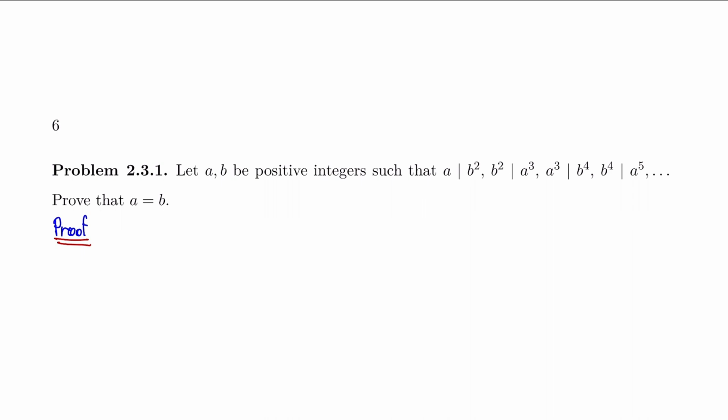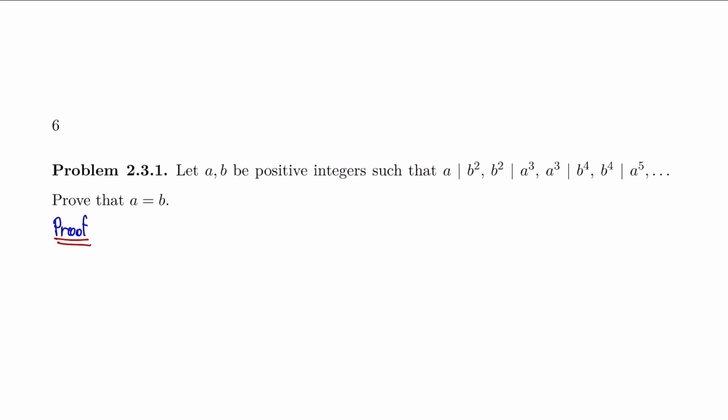Today we're going to prove this: let a and b be positive integers such that a divides b squared, a cubed divides b to the fourth, b to the fourth divides a squared, a to the 5 divides b to the 6, and so on. Show that a equals b. How can we do this?